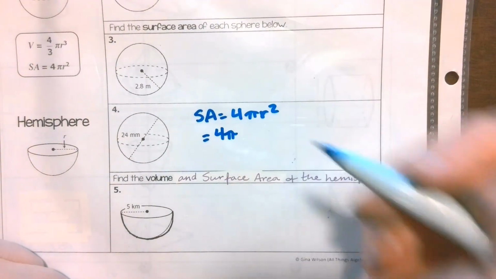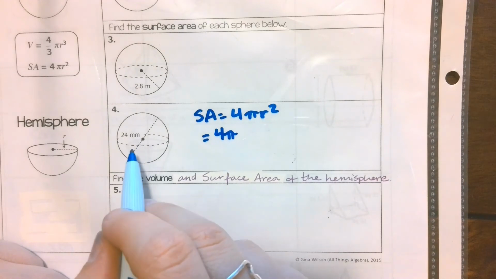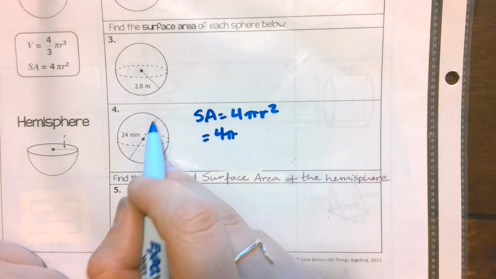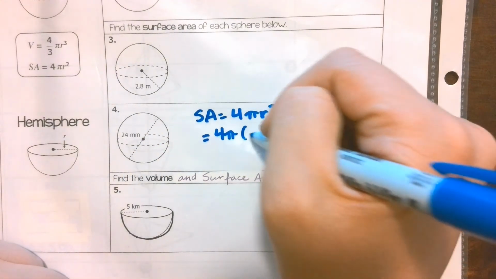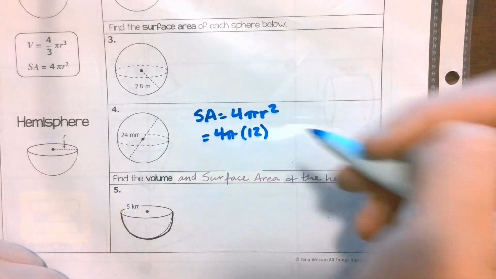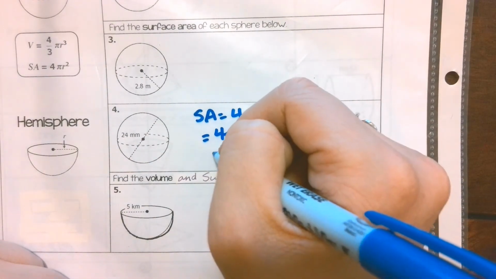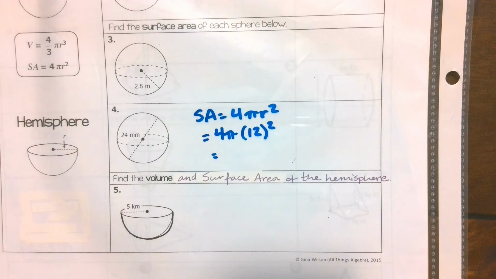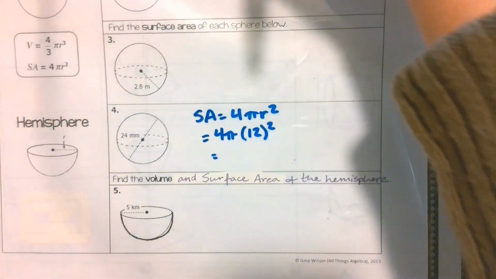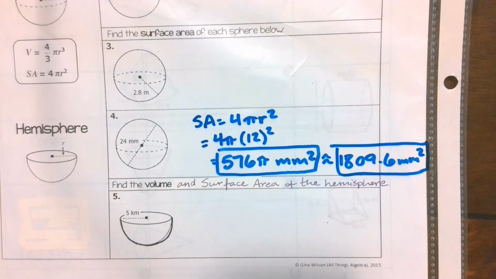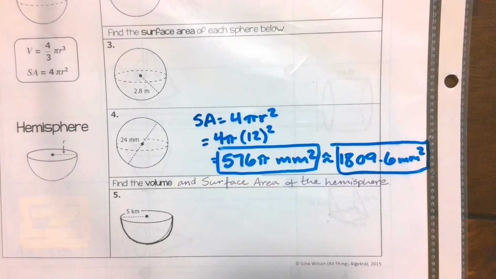So we really just need to identify what the radius is. For this one, the radius is going to be half of that diameter, so we've got 4 pi times 12 squared. And again, we can leave it in terms of pi, or we could not. In terms of pi, you should get 576 pi millimeters squared, and then rounded to the nearest tenth, it's 1,809.6 millimeters squared.